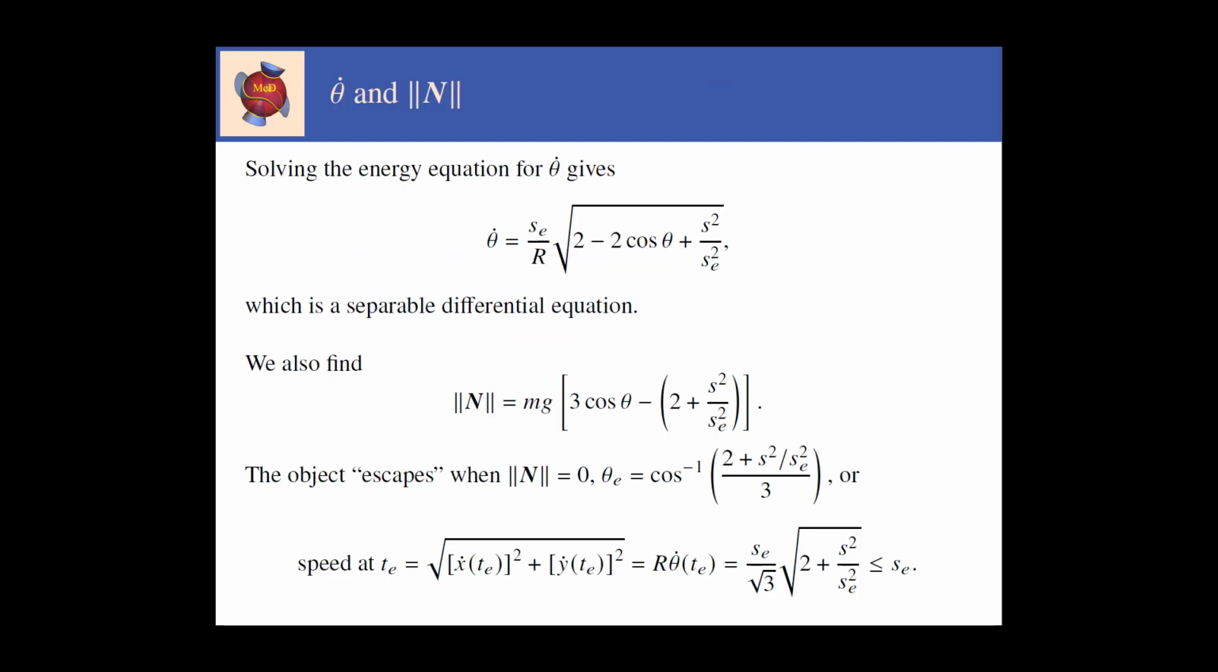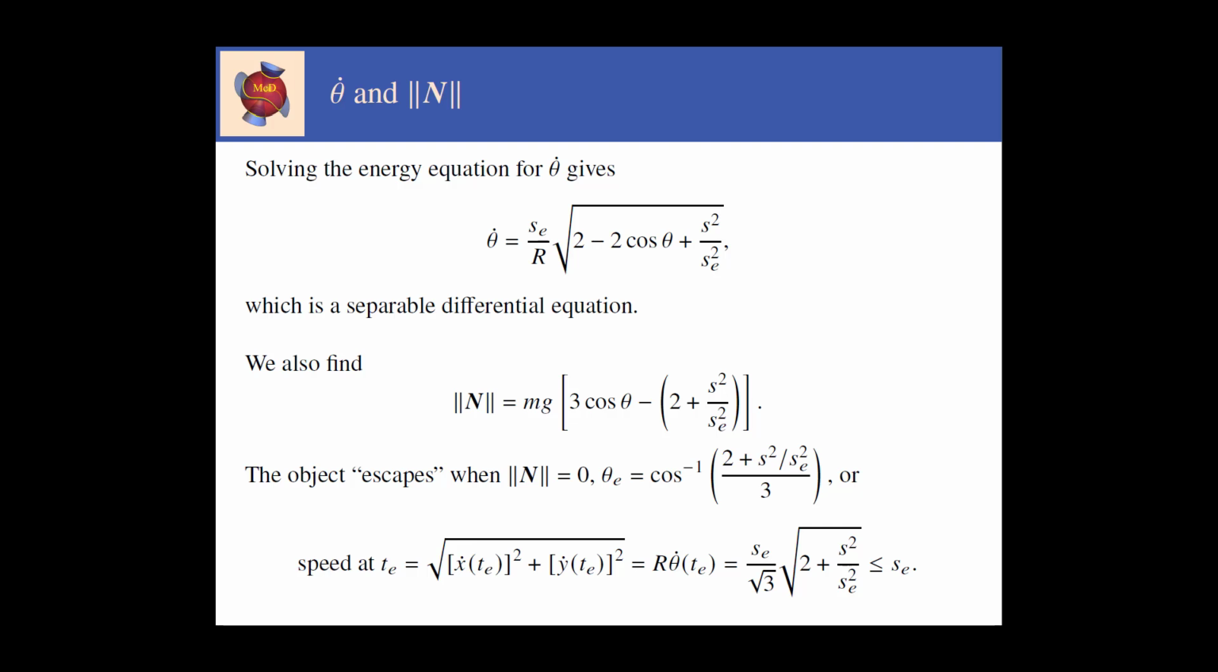Now we won't show every detail, but you can solve for theta dot as a function of theta and some of the parameters in the problem. This is a differential equation that is separable, which means we know how to solve it. You can also plug this expression for theta dot into our expression for the magnitude of the reactive force and get an expression that only depends on the angle theta and some of the physical parameters. So when that magnitude disappears, when it vanishes, that's the escape angle.